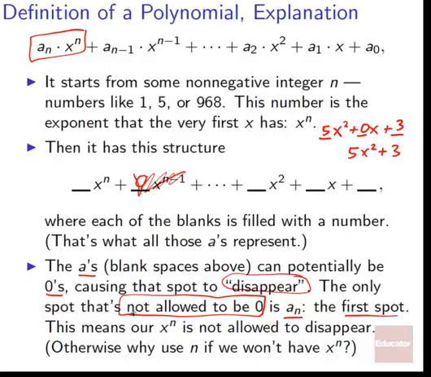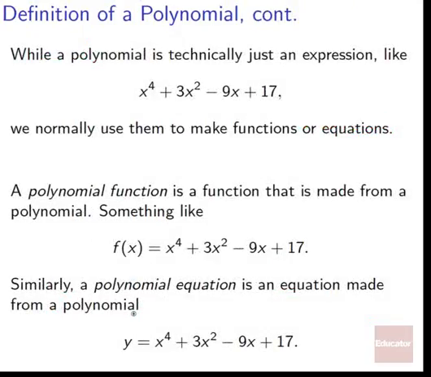Blank x to the exponent plus blank x to the other exponent plus blank, so on and so forth. That's pretty much just the structure of a polynomial. If you can remember that, that's the important part. While a polynomial is technically just an expression, like, for example, x to the 4th plus 3x squared minus 9x plus 17, a polynomial is just this expression of blank x to the exponent plus blank x to the exponent plus blank x to the exponent. That's all it is. It's just that structure of blank x to the exponent.